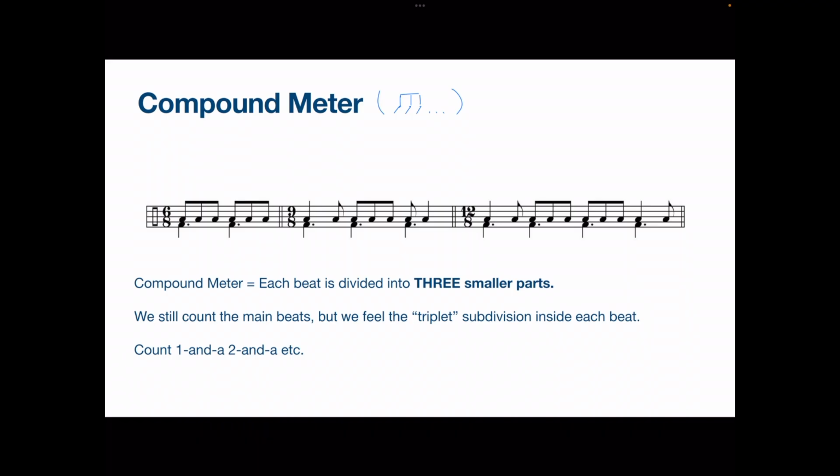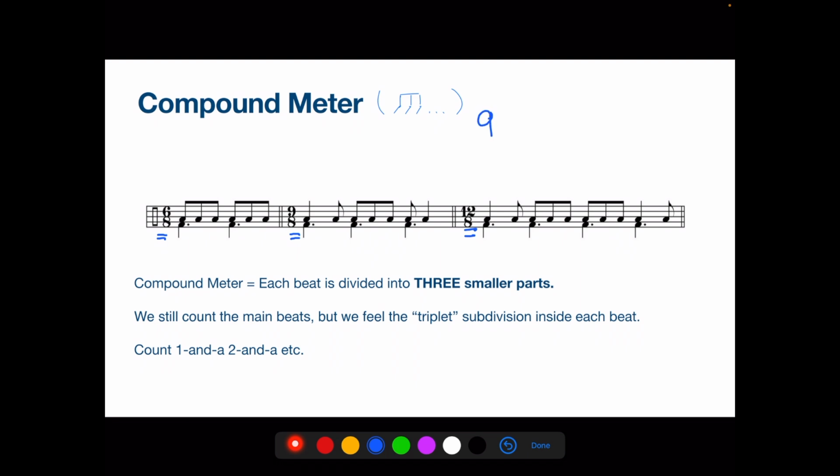Compound meter. In compound meter, each beat is divided into three smaller parts. So in this case, you will see these examples of 6/8, 9/8, 12/8. Okay, what do these numbers mean? So let's just take 9/8. Okay, 9/8 means there are going to be 9 eighth notes in a measure. So technically, I would do this. All right, so 9/8 is basically one of the compound meters.